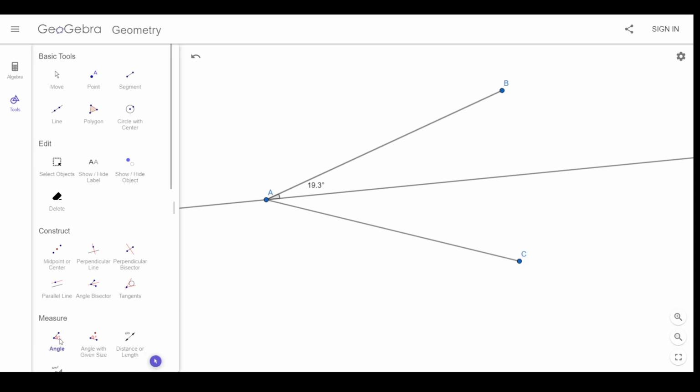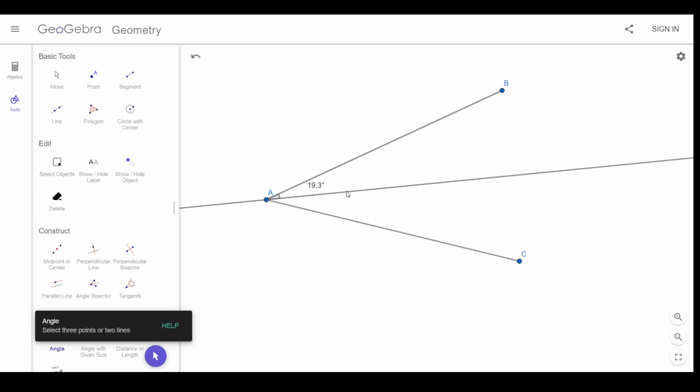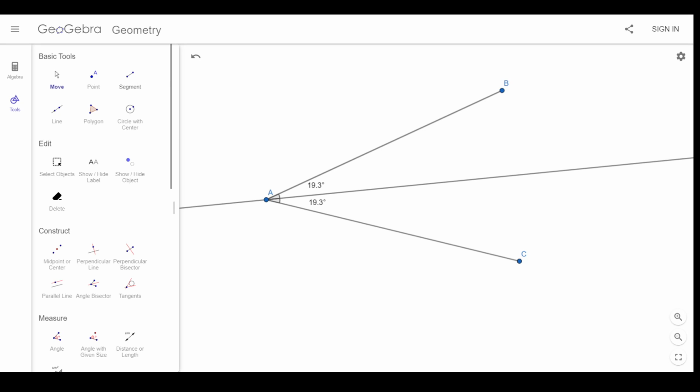So let's see if it is. I hit angle again, hit this side of the angle, and hit this side of the angle right there. It's because I'm not hitting the side. There it goes. And now let's try it again. There it goes. And look at that. I didn't just type in 19.3. It actually is 19.3.